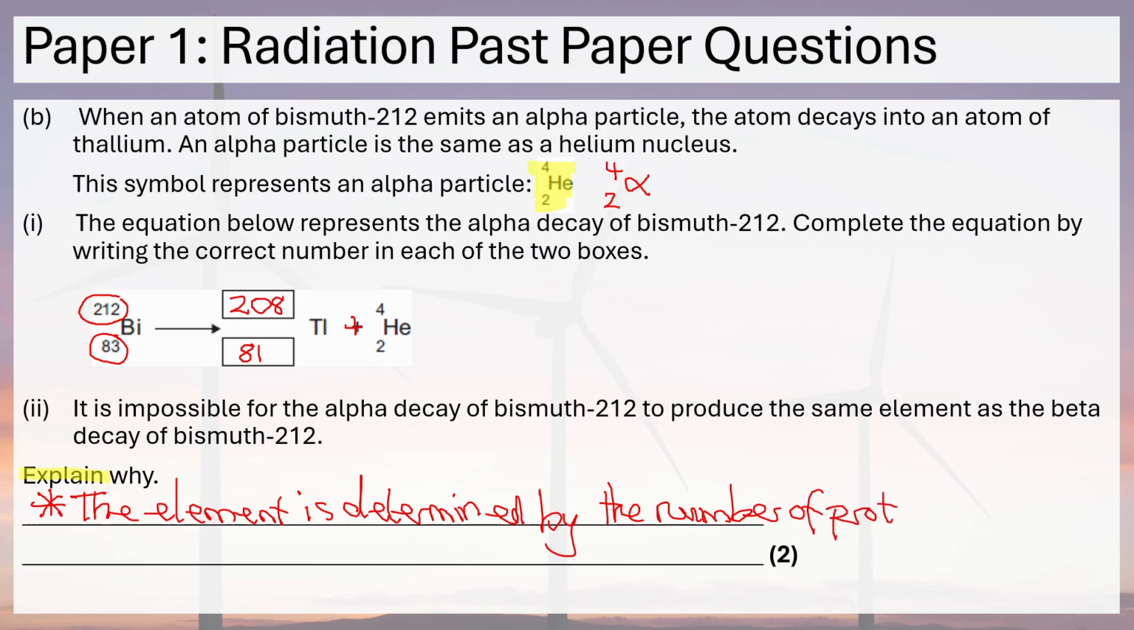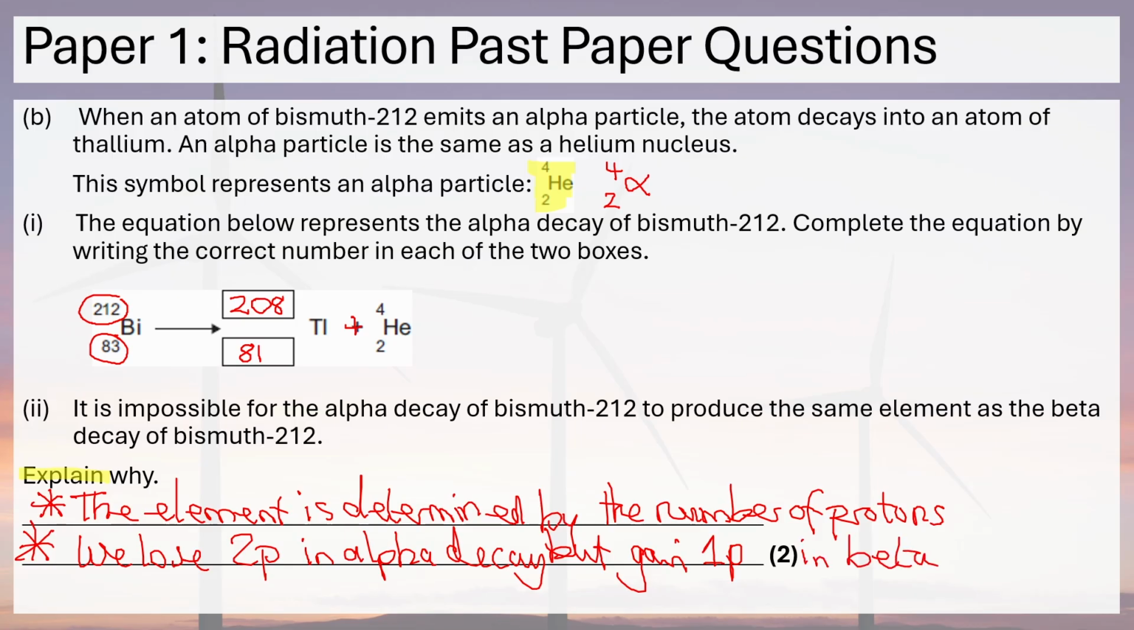So that's the first point to make. The second point to make is that during alpha decay, we've seen here we lose 2 protons, but during beta decay, we gain a proton. So the number of protons available after decay is completely different. So we can just summarise that by saying we lose 2 protons in alpha decay, but gain 1 proton in beta decay. And so there's our answer.